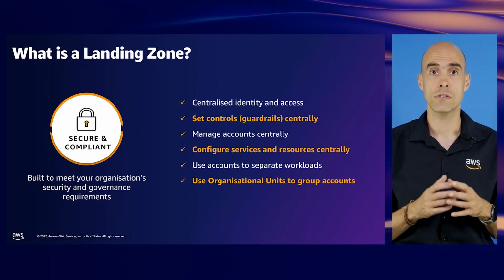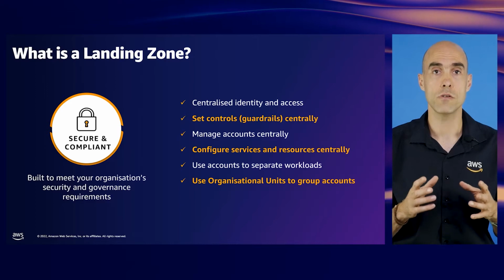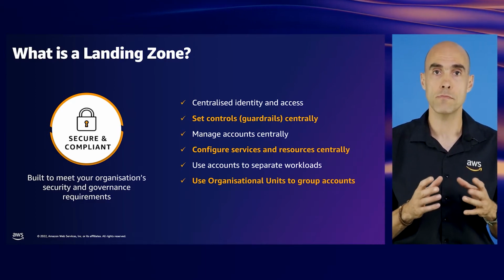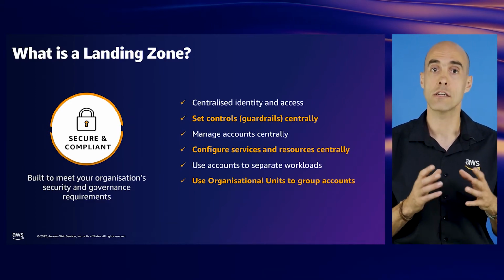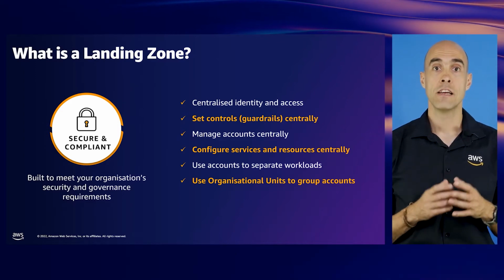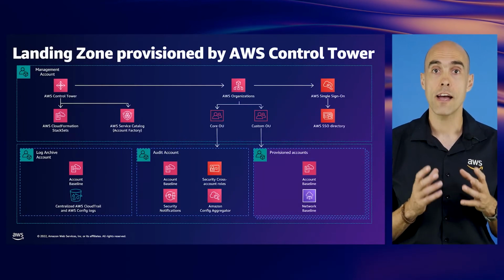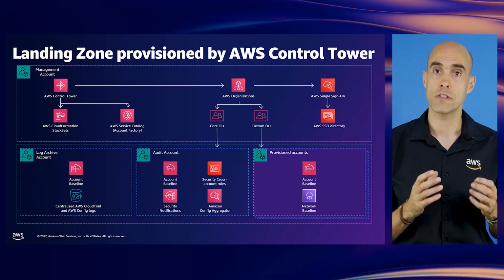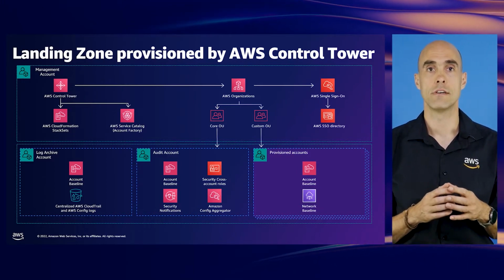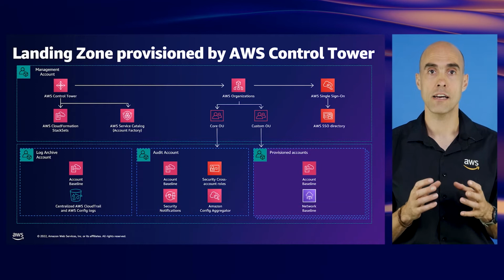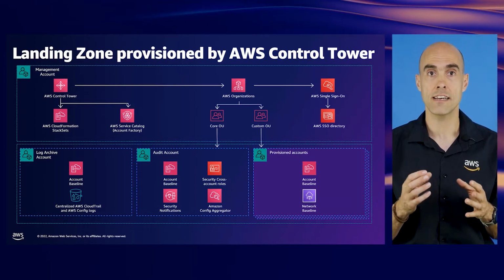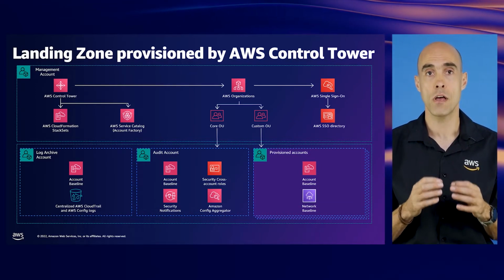And this is where the Control Tower service comes in. The service was launched in 2019 with the aim to automate nearly all of the heavy lifting required to create a best practice landing zone. This base architecture you see here is what AWS Control Tower provides to customers within a few clicks in the console.